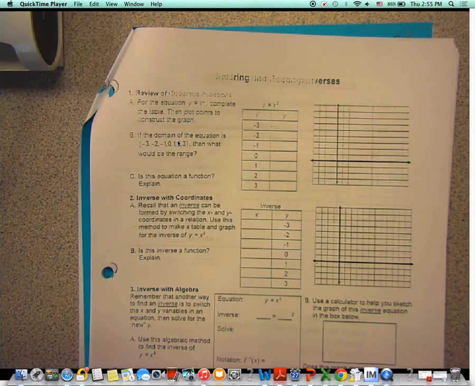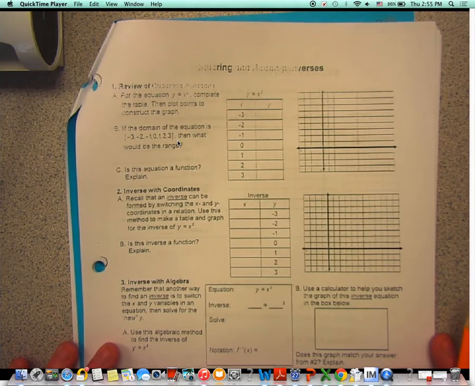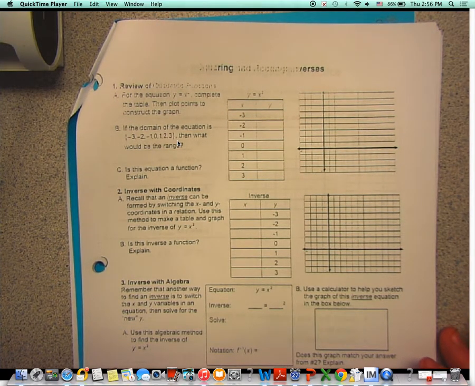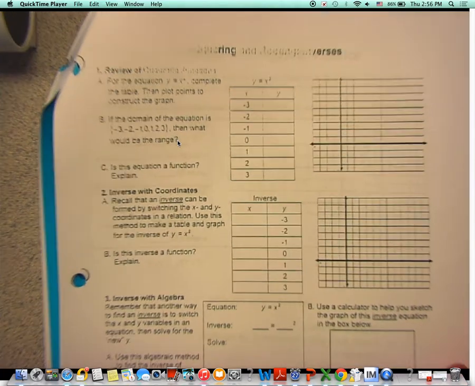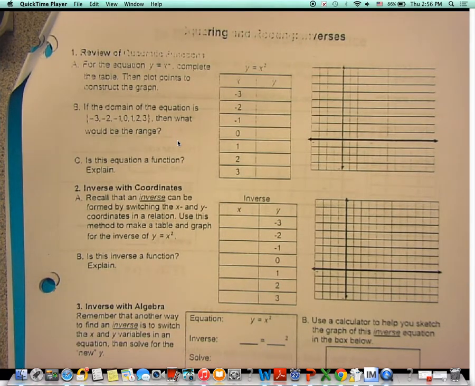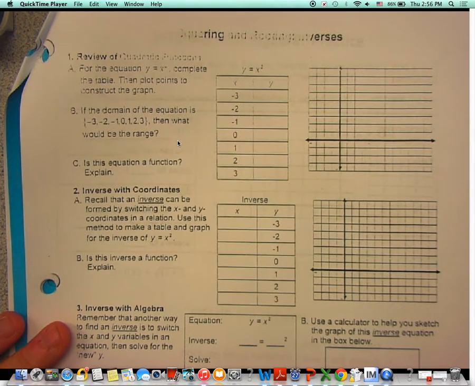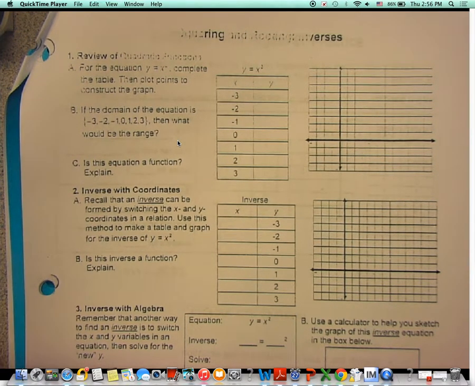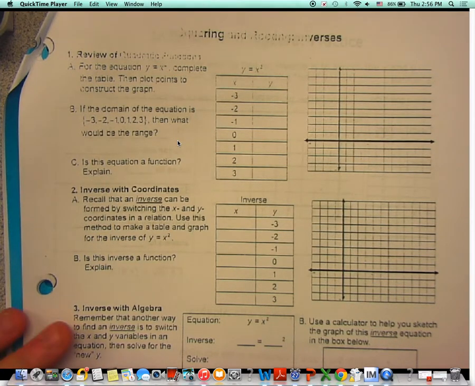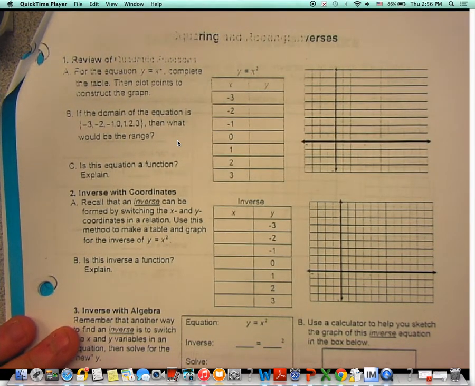Turn to squaring and rooting. You can't really see it very well, but it says squaring and rooting inverses. And you already have a calculator? If not, grab one real quick. Somebody took yours? I left yours there, but somebody must have grabbed it.